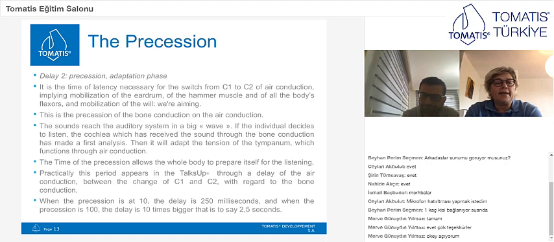So when we set it at 10, it means a delay of 250 milliseconds. And when the precession is on 100, the delay is 10 times bigger. That is to say 2.5 seconds.